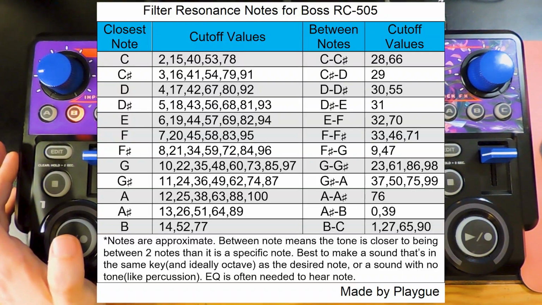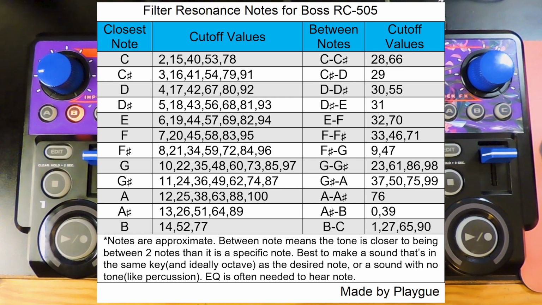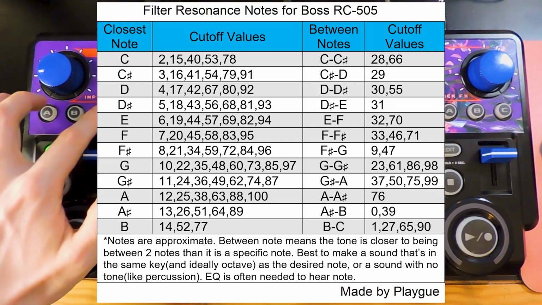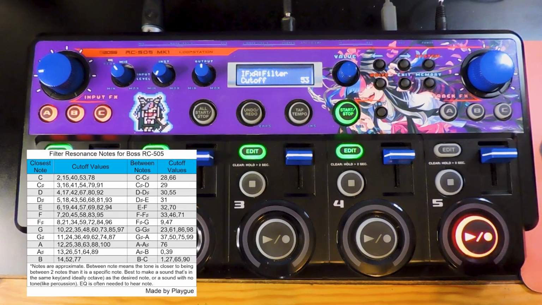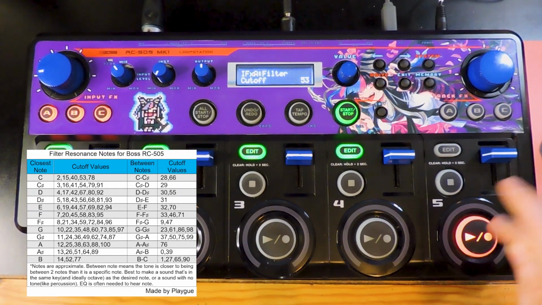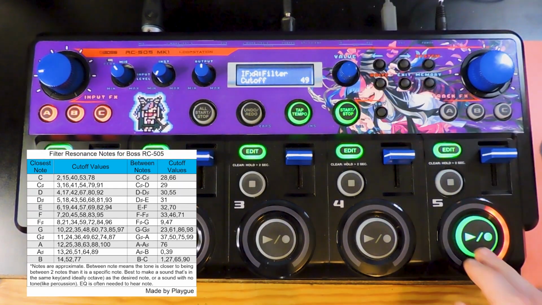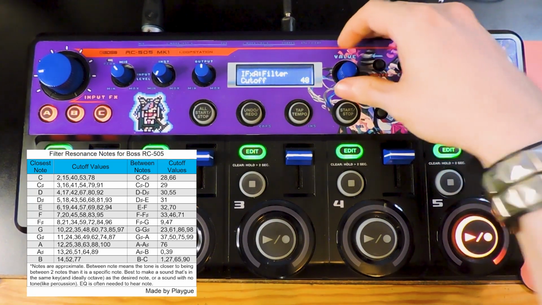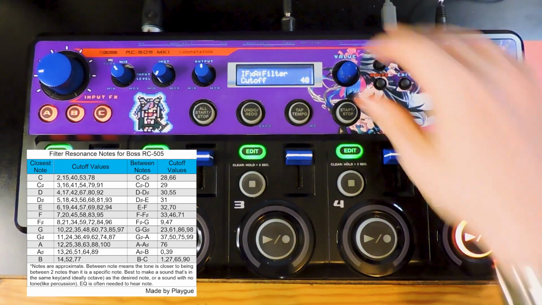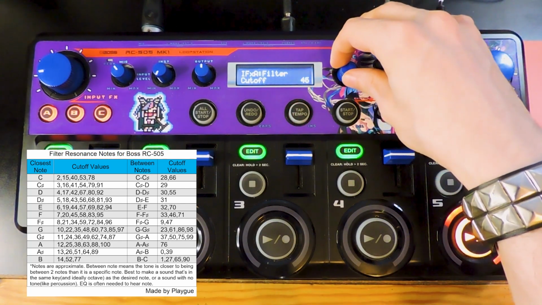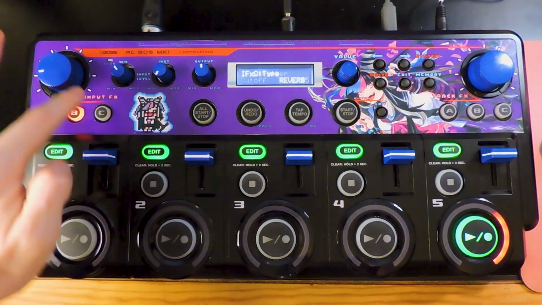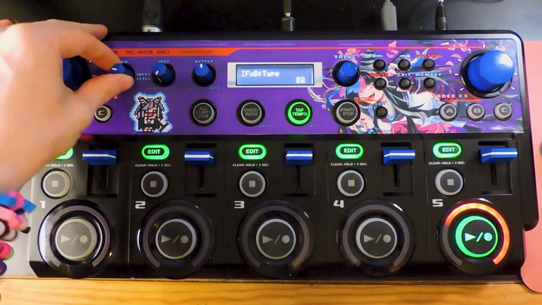And here we go. This is my chart for the cutoffs on how to make certain notes. I'll give you an example that'll probably sound familiar to you. We'll go ahead and look at the chart here. We'll play some notes based on the cutoff value. And there we go. Sound familiar?